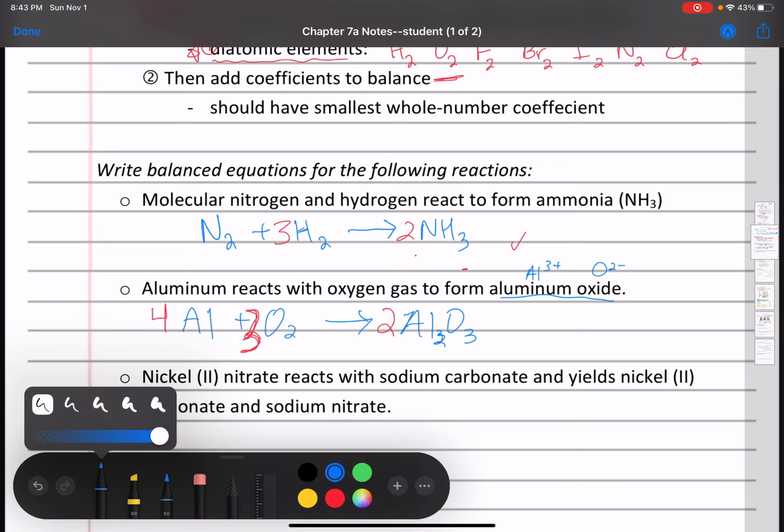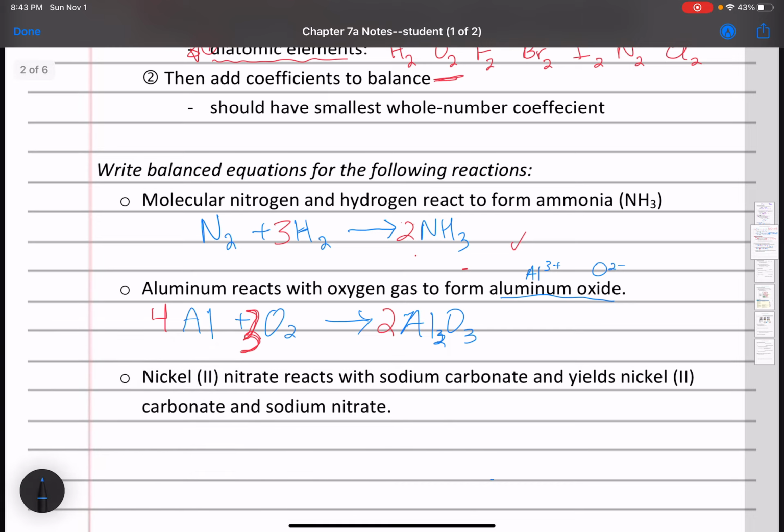All right, and then for this last one here, we've got nickel(II) nitrate. Nickel(II) means it has a 2+ charge. Nitrate tells us that's a polyatomic ion, and we look it up, it's NO3 and it has a 1- charge. All right, so the formula for nickel nitrate looks like this.